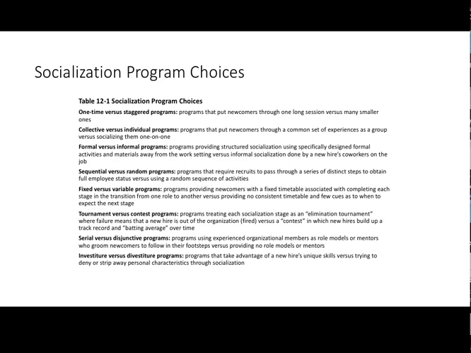Serial versus disjunctive programs. Serial programs use experienced organizational members as role models or mentors who groom newcomers. Disjunctive programs are pretty much anybody who feels like volunteering this week can do it. You want a serial program more likely than not if you can. Obviously, smaller businesses may have more struggles finding somebody who's available regularly to do that sort of thing. But a serial program makes sure that we've got good people that we can call upon to be good role models to help them with their integrating into the company and those sorts of things.